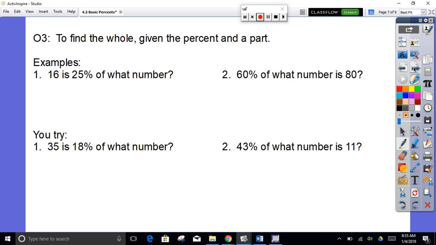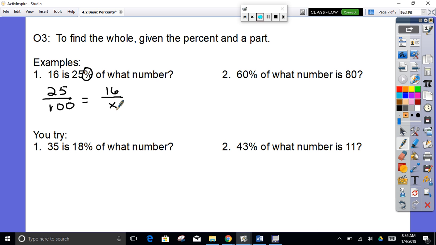Okay, now we're going to be finding the whole if we are given the percent and the part. So number 1 says 16 is 25% of what number? Here's our of. We're doing of what? We don't know. So that's the whole, that's the mystery. So 16 is our part. 25 is our percent, obviously. Percent's easiest to find because it usually has a percent sign attached to it, or it may have the word percent.